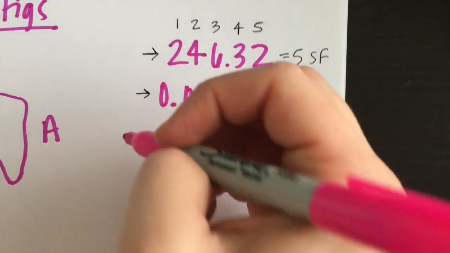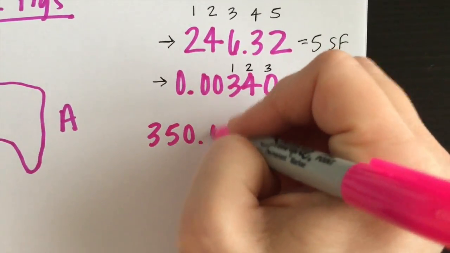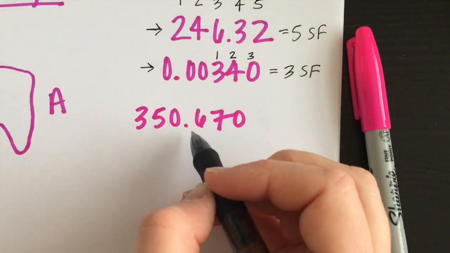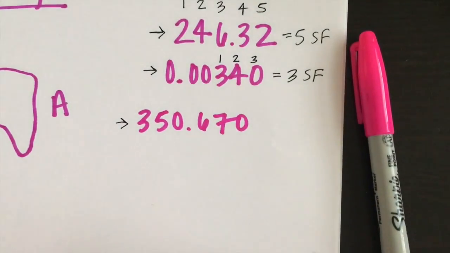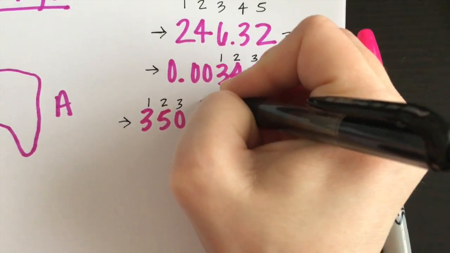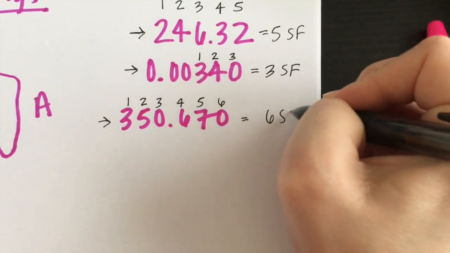Let's look at another one. 3, 5, 0, 6, 7, 0. Again, decimal point is present, so we count from the Pacific side of the problem. And 1, 2, 3, 4, 5, and 6. So that is 6 significant figures.